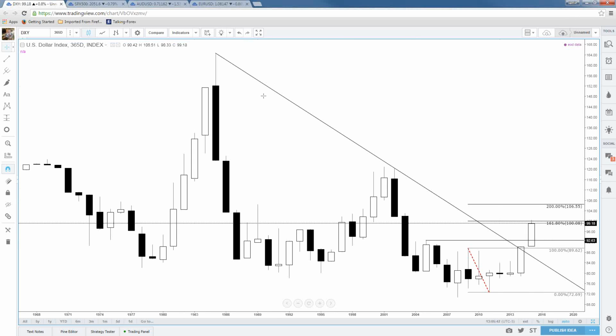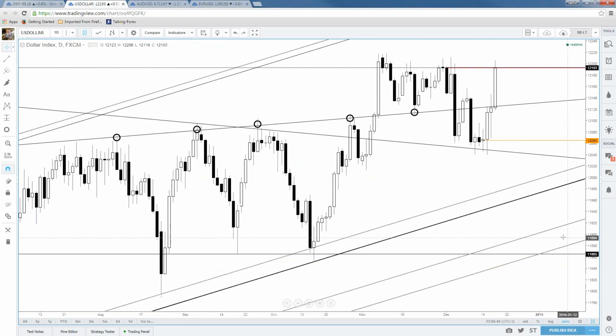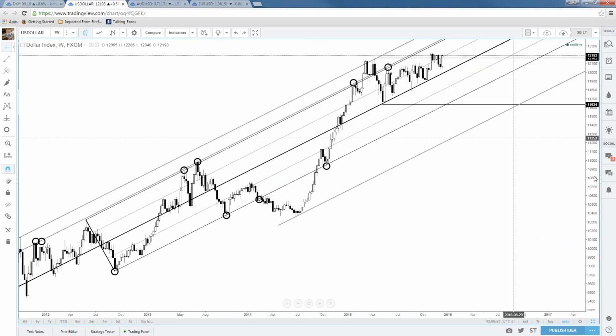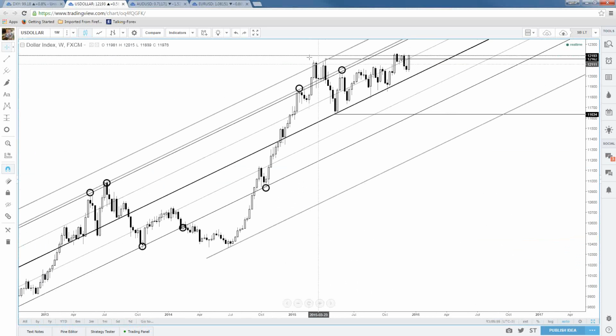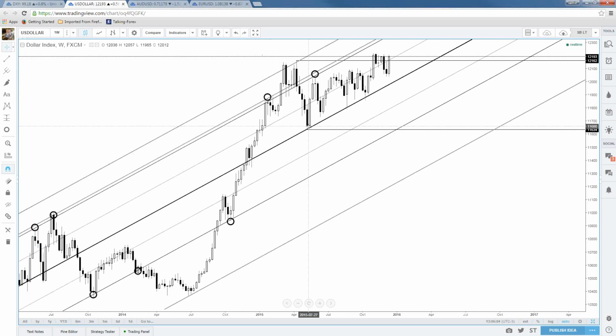You look on the daily chart. I mean, here we go. Let's go to the weekly chart. This is as big of a pullback as we've had. This was the March high. Since then, we've gone sideways, really tight range. And now we're pressing the highs again for the umpteenth time in this dollar move.